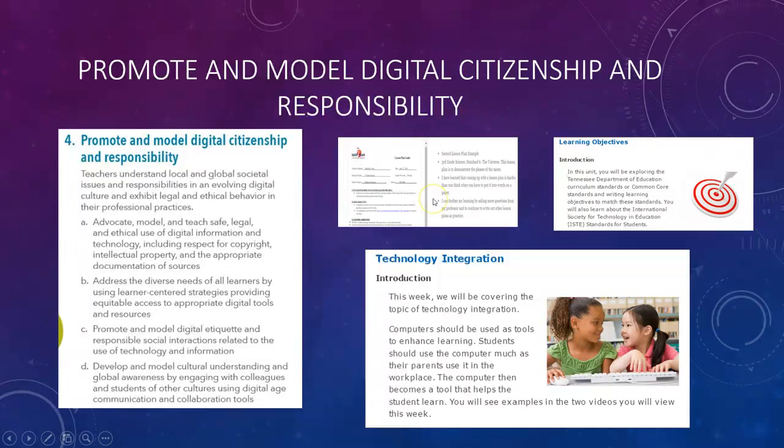So I use my second lesson plan as an example as a good way to address the diverse needs of all learners, because using digital tools and resources, you have to be able to be aware of other people's needs and not just how some people learn or can finish a lesson plan. Learning objectives is a good way to advocate, model, and teach safe things that kind of help a way of showing how to work it out. Technology integration is a good way to develop and model cultural understanding, because they are used as tools to enhance learning.